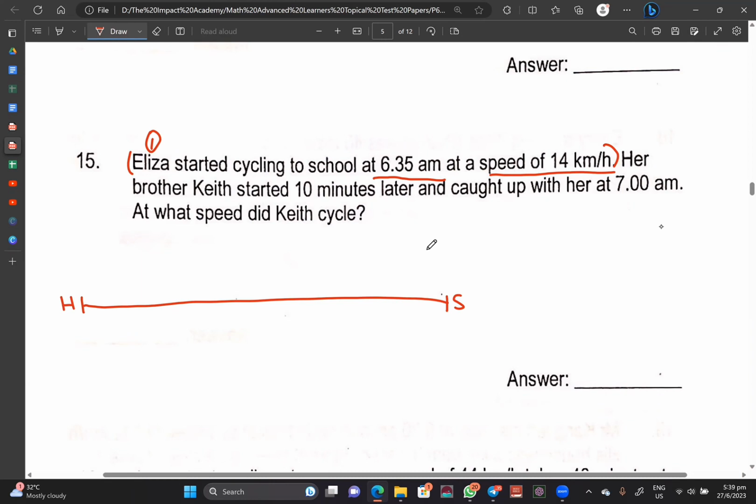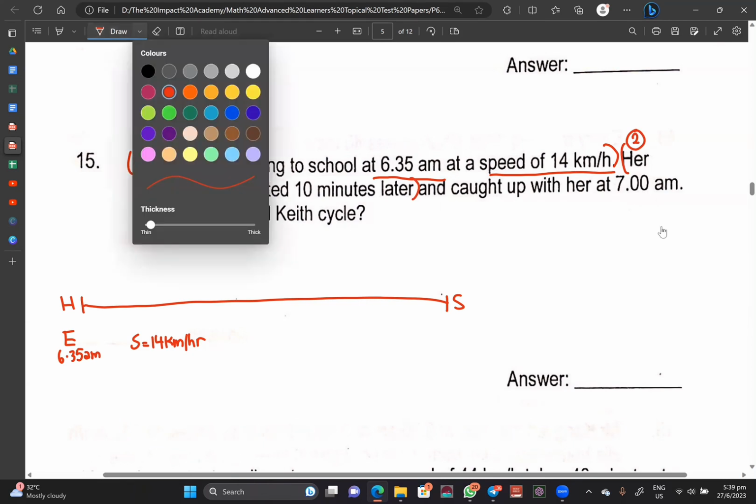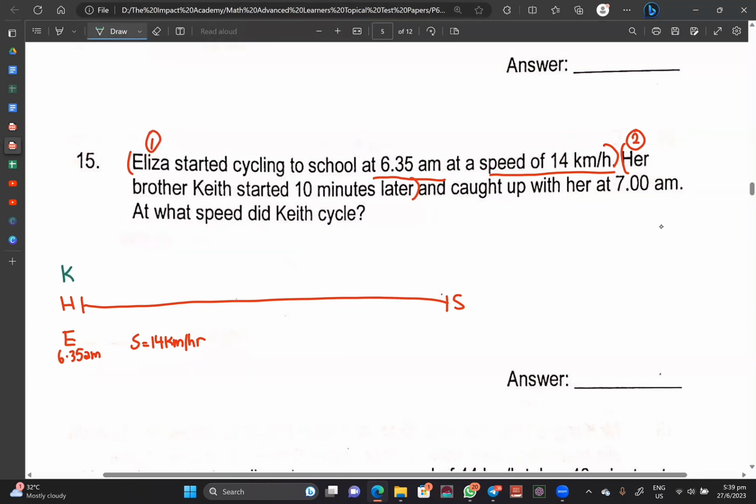It doesn't matter. We know that Eliza is going to school and she started at 6:35 a.m., at a speed of 14 kilometers per hour. Once I'm done with this, I can move on to sentence number 2. It says that her brother Keith started 10 minutes later than her. So Keith started at 6:45 a.m. Why 6:45 a.m.? Because it is 10 minutes later than her.